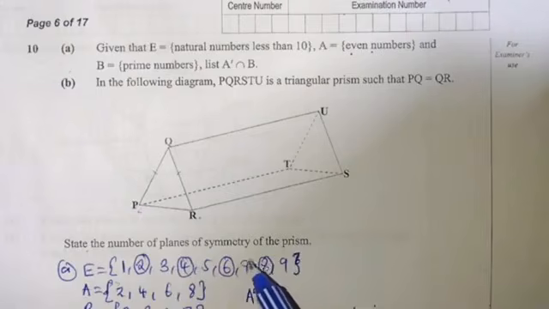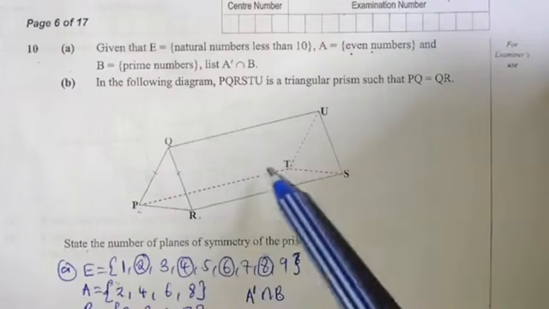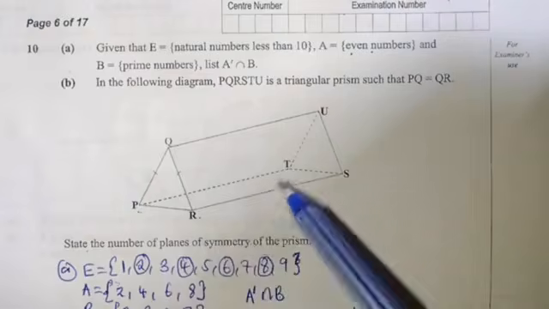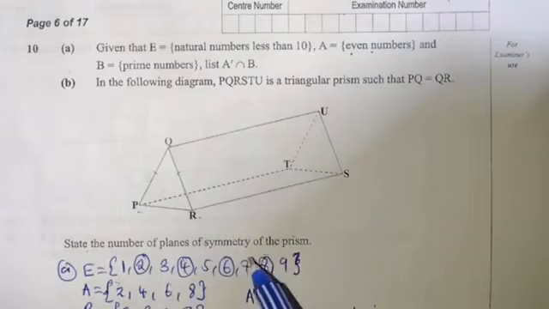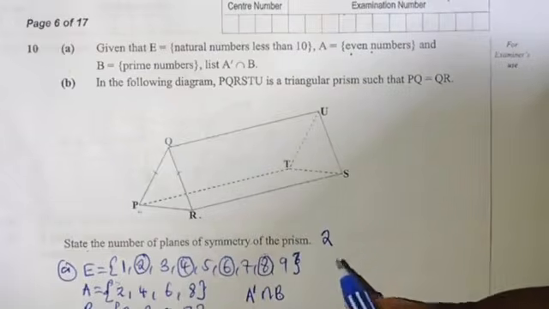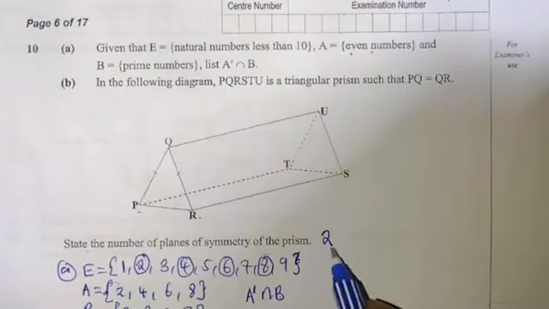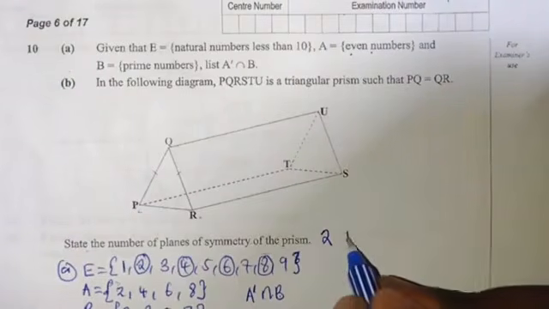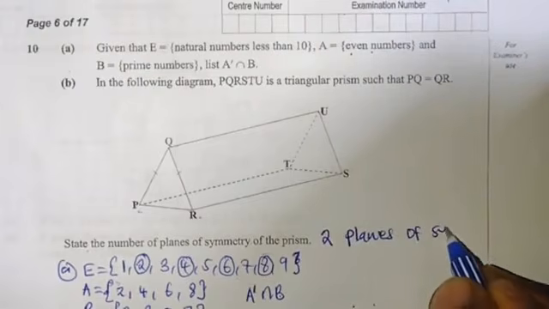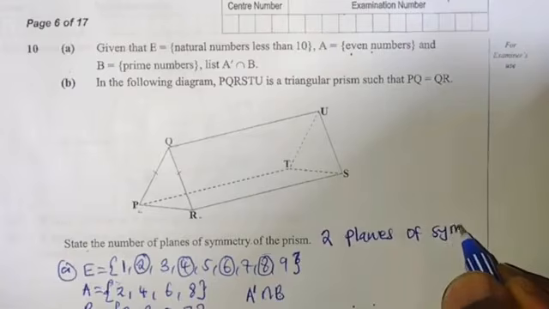So the number of planes of symmetry, we are looking at how many times we can cut this triangular prism and it should give us equal parts. Because we have two sides that are equal, the number of planes of symmetry of this triangular prism is going to be what? 2. As simple as that. This one has 2 planes of symmetry. Okay, so this is our answer.